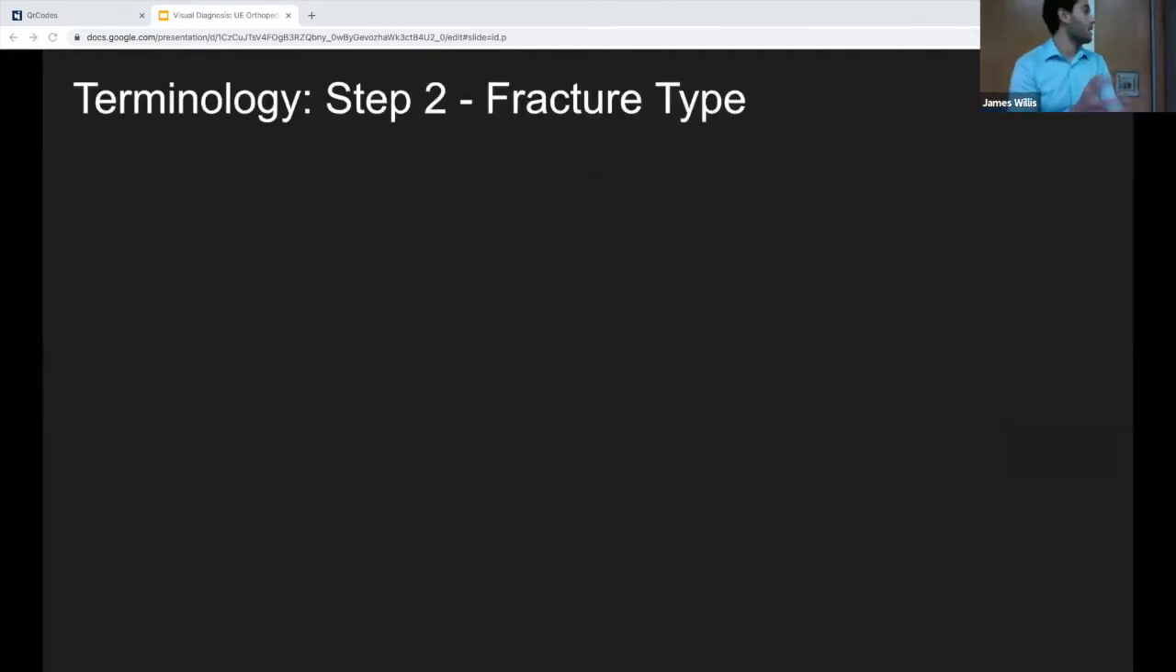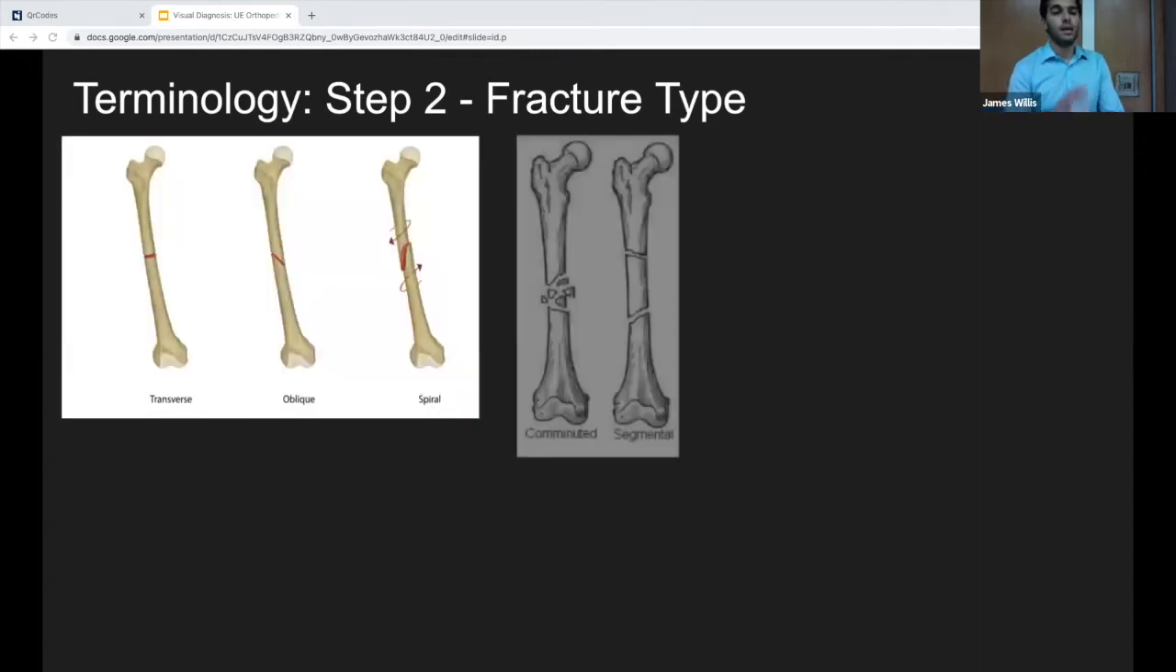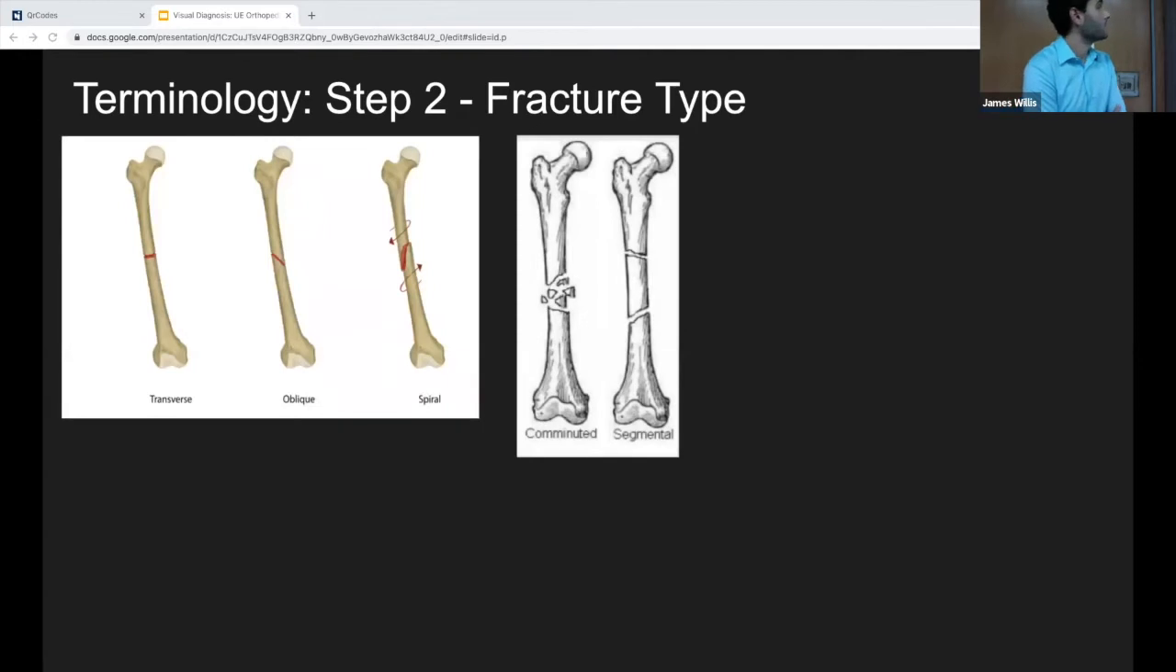Once you've found the location of your fracture, identify what type of fracture it is. Is it a complete fracture, meaning the fracture has gone through the entire diameter of the bone? And if it is complete, ask yourself, is it transverse, a nice clean cut across? Is it oblique, at an angle? Is it a spiral, looks like a corkscrew? Is it comminuted, more than 2 pieces broken, or is it segmental, so there's a whole section that's cut off from the rest of the bone?